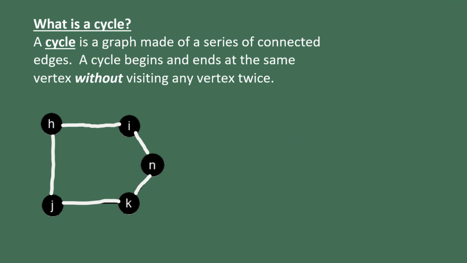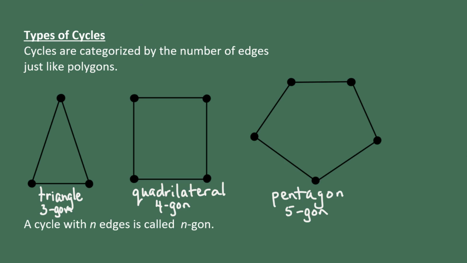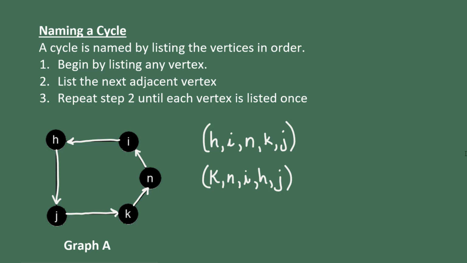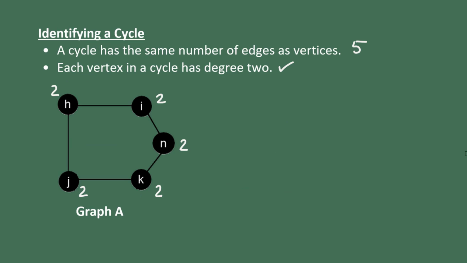So to summarize, a cycle is a graph made of a series of connected edges. A cycle begins and ends at the same vertex without visiting any vertex twice. Cycles are categorized by the number of edges, and a cycle with n edges is called an n-gon. You can name a cycle by listing the vertices in order, with commas in between and parentheses on the outside. And you can identify any graph as being a cycle if you confirm that the graph has the same number of edges as vertices and that each vertex has a degree of 2.